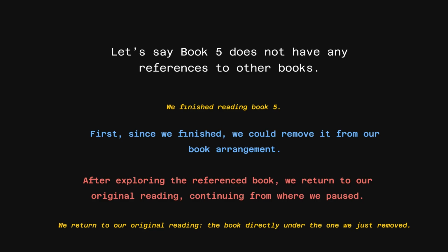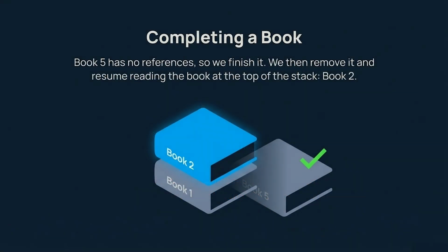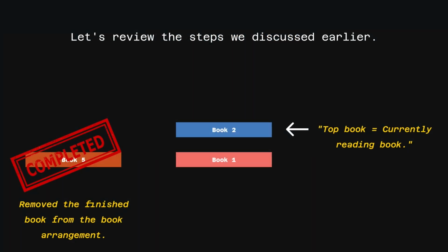We can pause to Book 2 to read Book 5 as Book 2 referenced it. Now that we have finished Book 5, we have taken it out of our reading stack and marked it as completed. This leaves Book 2 at the top, so that is what we'll be reading next.